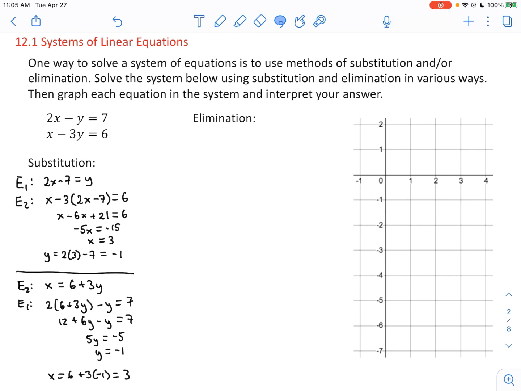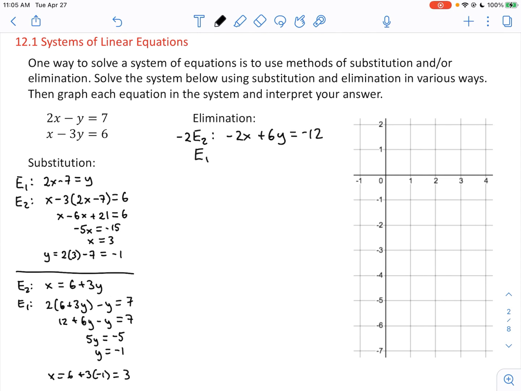And again, there's lots of ways to do this. I'm going to target the x's to cancel. So I'm going to put a negative 2 in front of this x right here. So I'm going to multiply this equation, both sides of it, by negative 2. So we have negative 2 times equation 2. And this gives us negative 2x plus 6y equals negative 12.